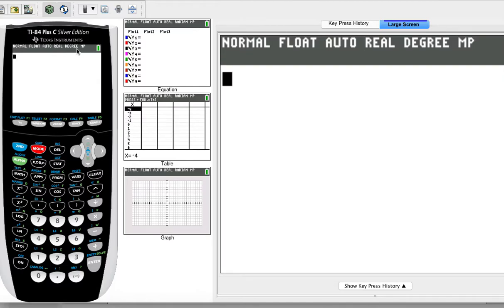And you can know that it is in degree mode. It's showing you. So always check right there that it says degree. So on our paper, we had 14 divided by tangent 57. So all you do is you put 14, you push divide, and then you push the tangent button.